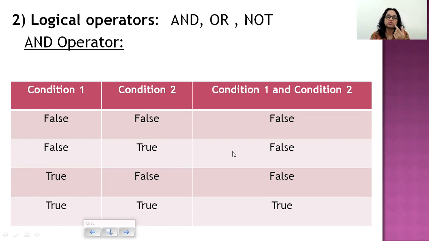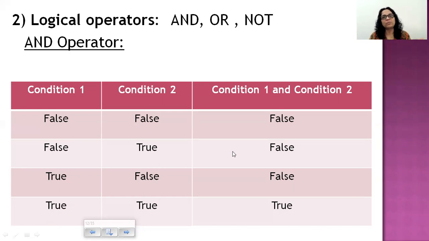If you ever connect two conditions using the and operator, then that entire statement evaluates to true only if you satisfy both the conditions. If you satisfy the first one and don't satisfy the second one, or if you satisfy the second one and don't satisfy the first one, or none of the conditions are satisfied, then the statement evaluates to false. So the only time it evaluates to true is when both the conditions are satisfied. Now, what do I mean by this?